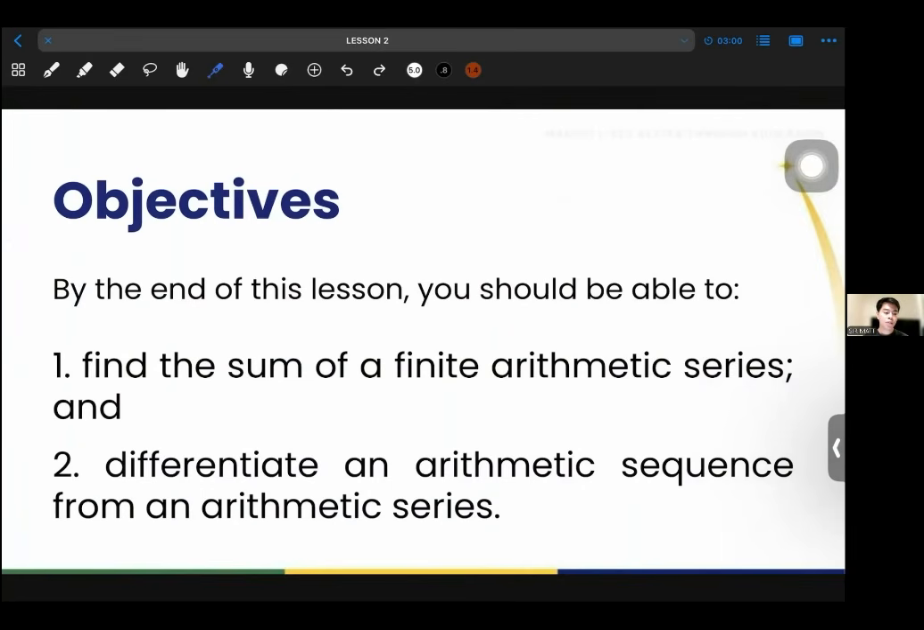Okay, so number one, we want to find the sum of a finite arithmetic series and differentiate an arithmetic sequence from an arithmetic series. So are you ready?